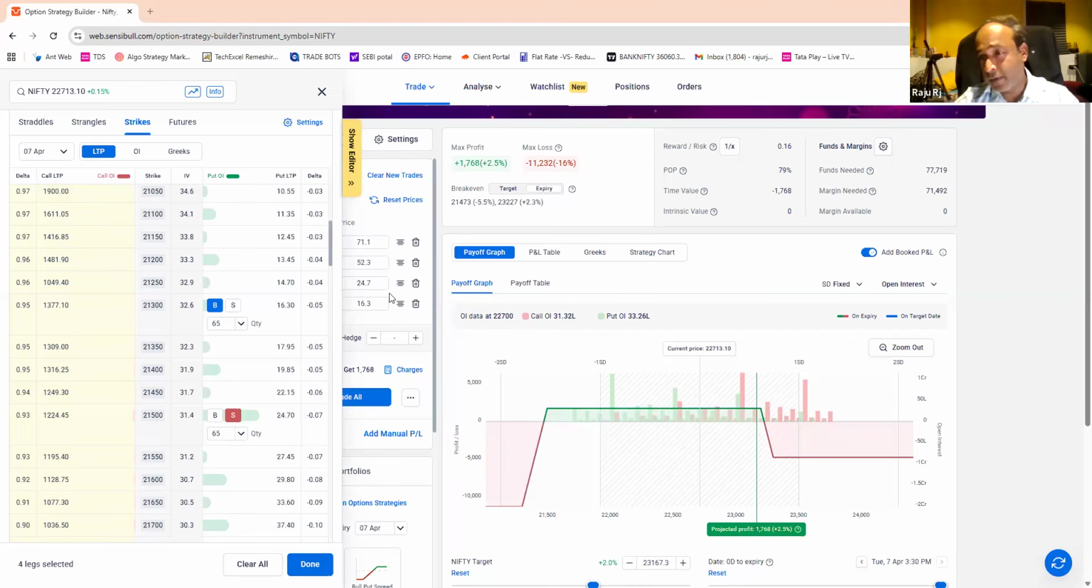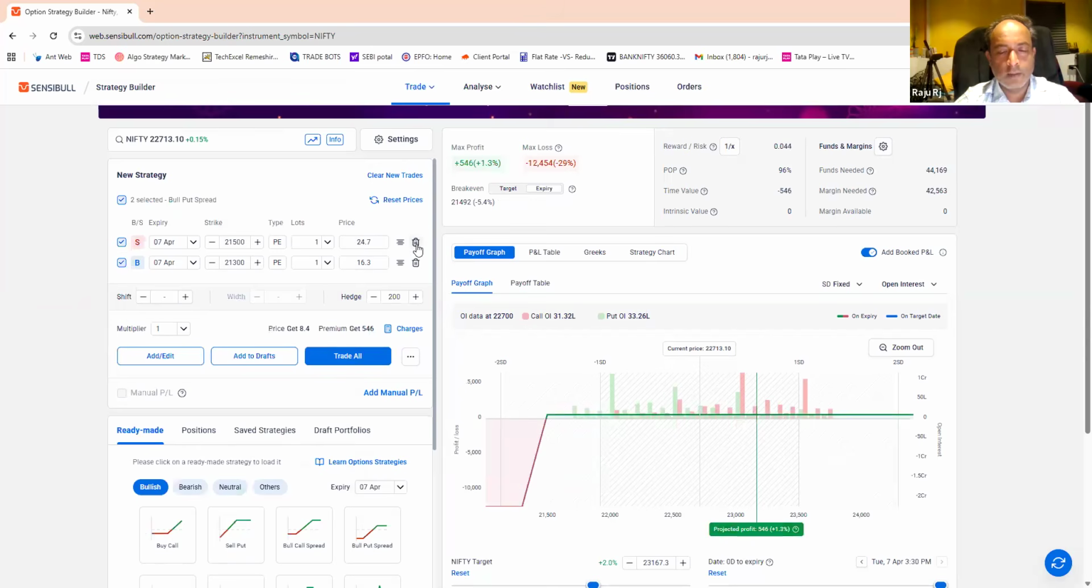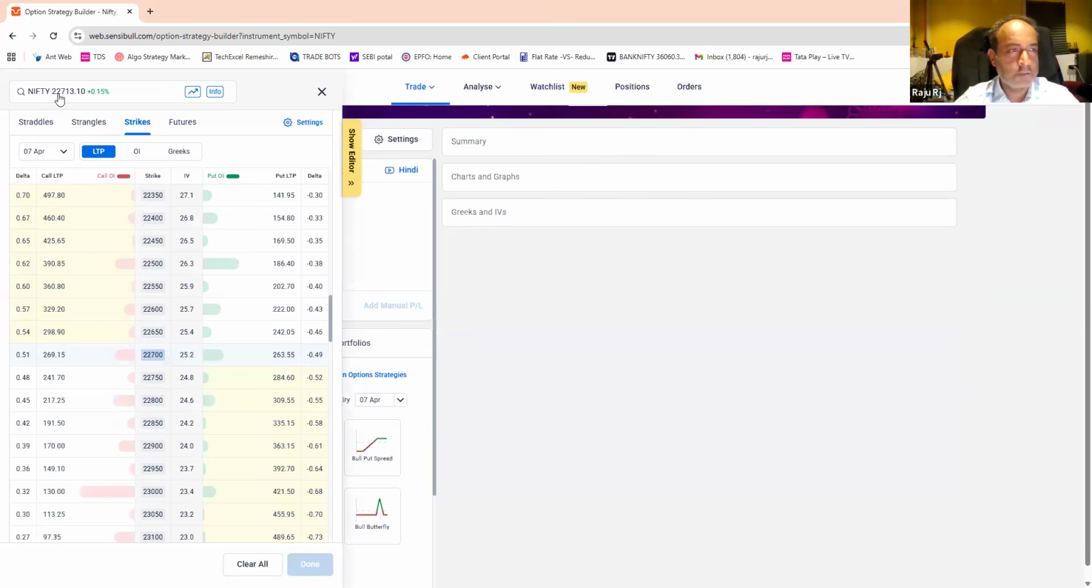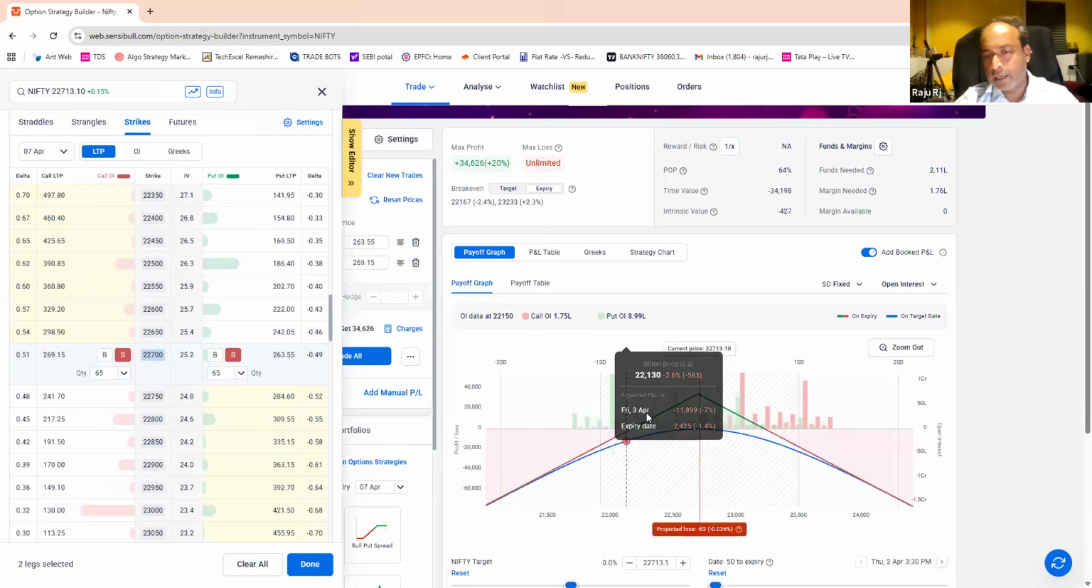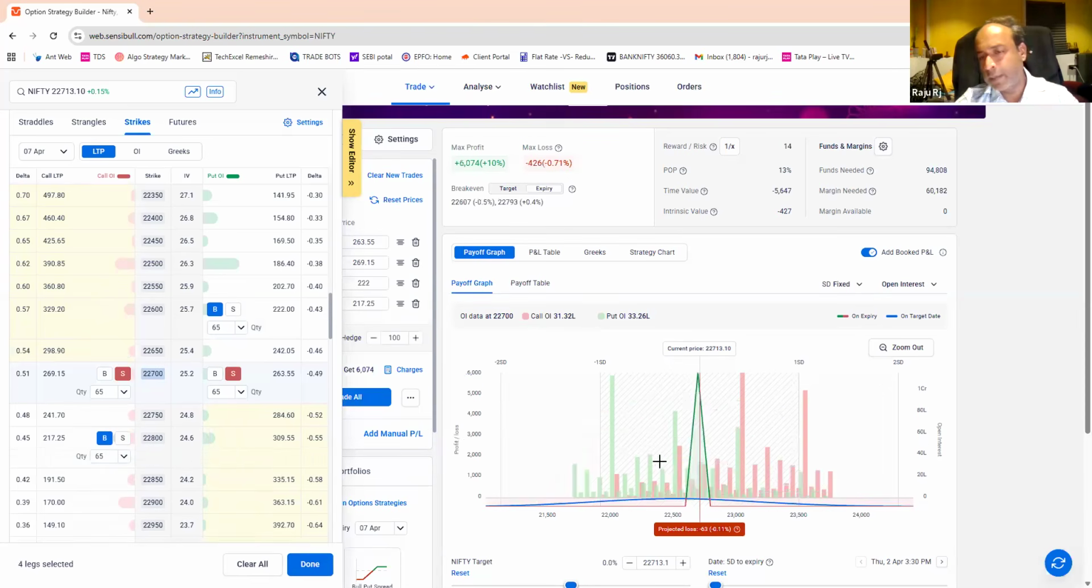Next would be iron fly. Iron fly is nothing but selling ATM and buying OTM. So let's create an iron fly and see. Let's delete this. Iron fly is nothing but you sell both call and put at ATM. ATM is 22,700. You sell this and this, it's a straddle. But if you buy this OTM and buy this OTM, this will become an iron fly.